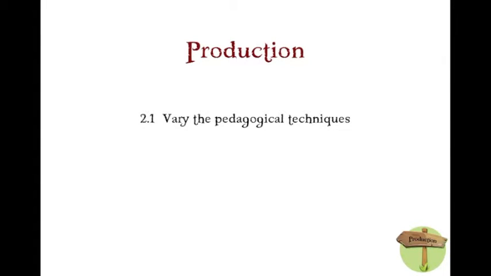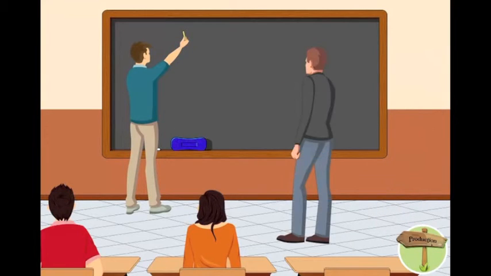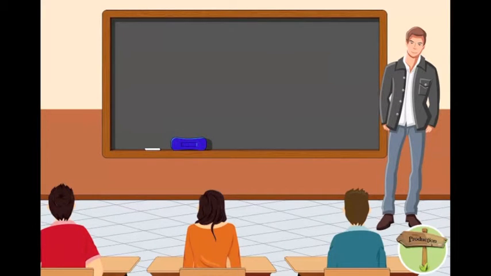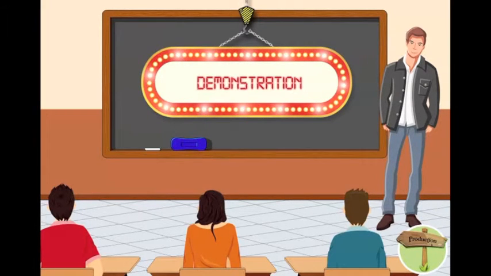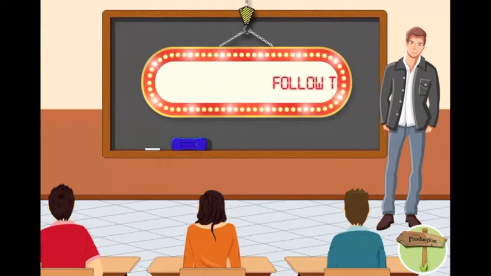Vary the pedagogical techniques. Winning conditions for keeping learners active and thus motivated can be established by providing multiple means of representation or varying pedagogical techniques. For example, with direct or explicit teaching, we begin with a lecture. Next comes a demonstration, modeling what they will do. Then comes guided experimentation. Finally, the learners are asked to follow the model to accomplish the task.